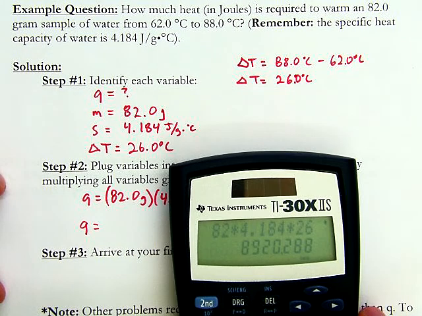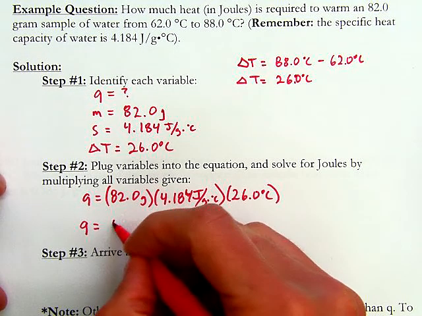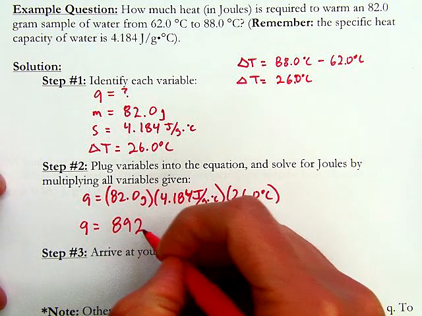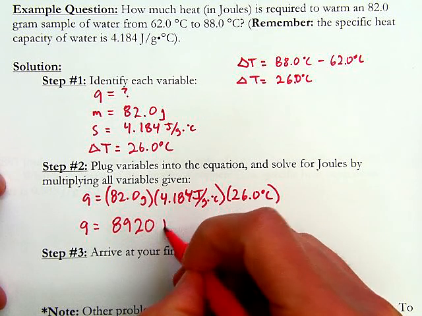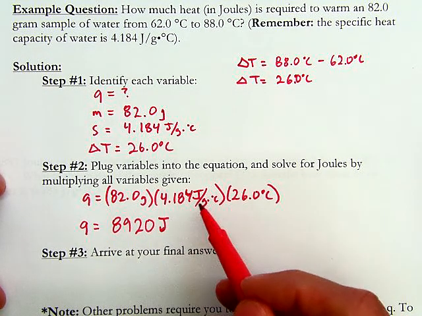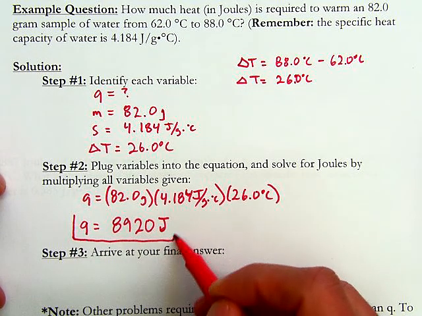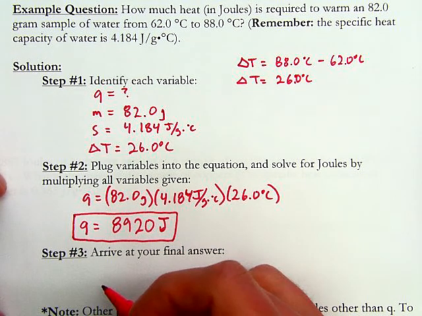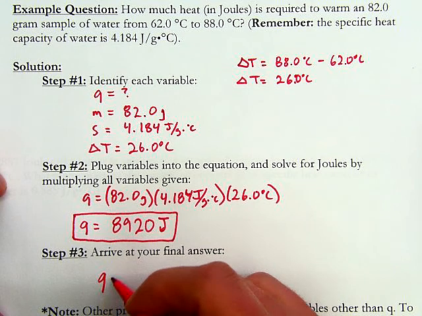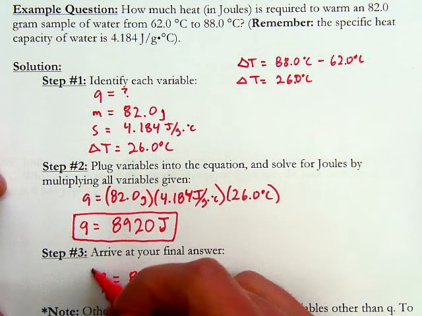Now we get this number, which rounded to 3 significant figures would just be 8,920 with no decimal point. This is joules. Grams will cancel and Celsius will cancel. And we're left with Q in joules, which here is our final answer. Q is 8,920 joules. So I just rewrite that.